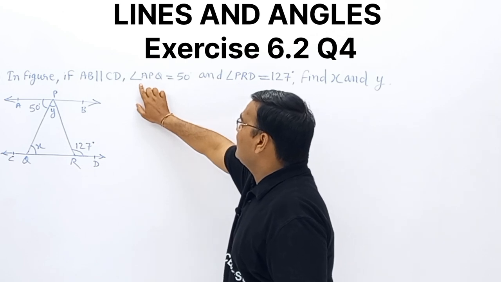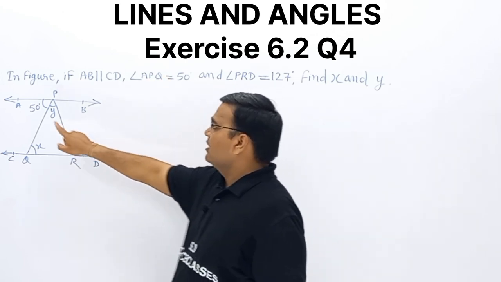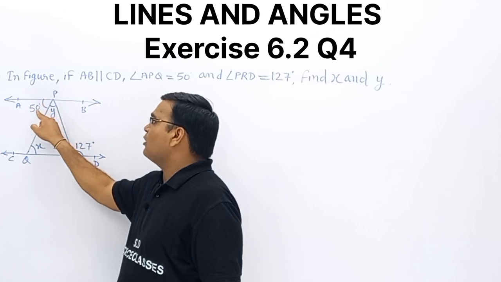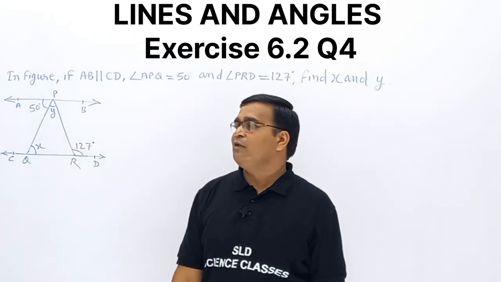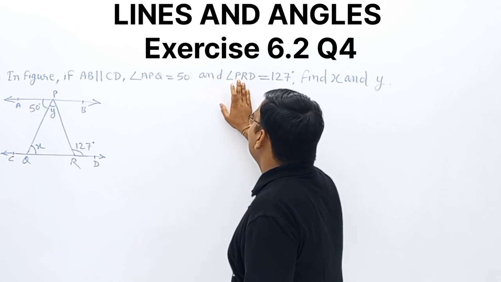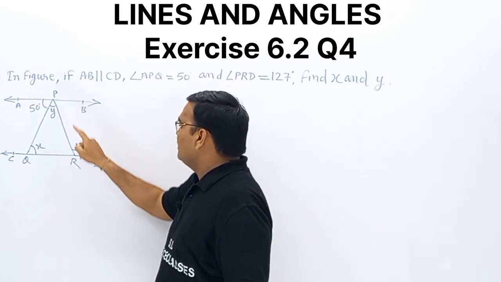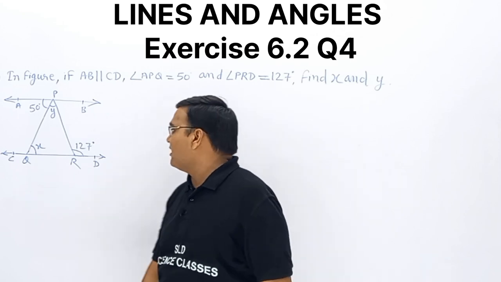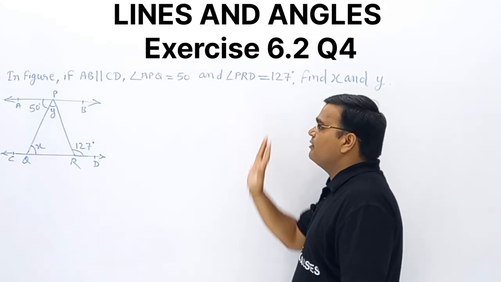Clear? Now, angle APQ. It means this angle is 50 degrees. It is given in the question. And angle PRD, it means this angle is 127 degrees. It is given in the question.